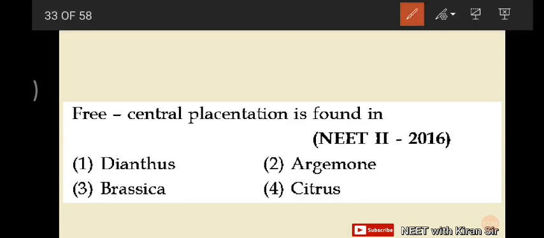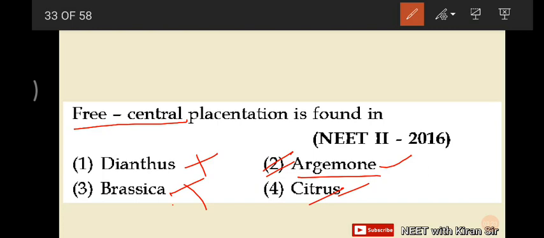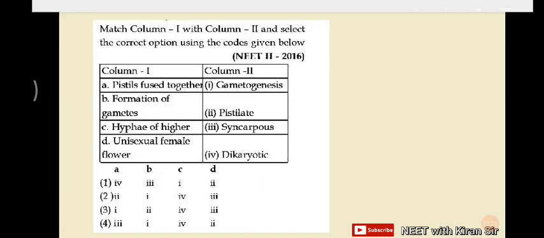Next one. Free central placentation is found in... Look at brassica, citrus and dianthus. Here the right answer is argemone, which has free central placentation. In citrus we find axile placentation, whereas in brassica we find parietal placentation. In dianthus we again observe axile placentation. Hence which one is free central placentation? That is argemone.